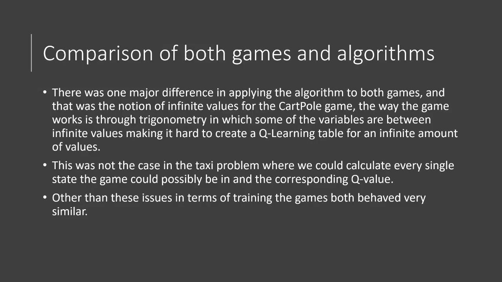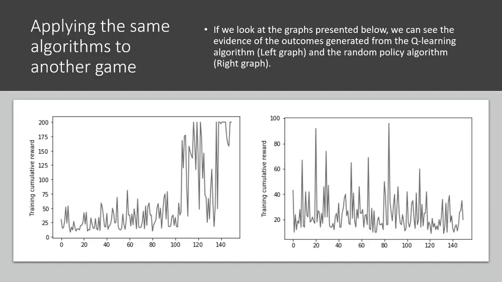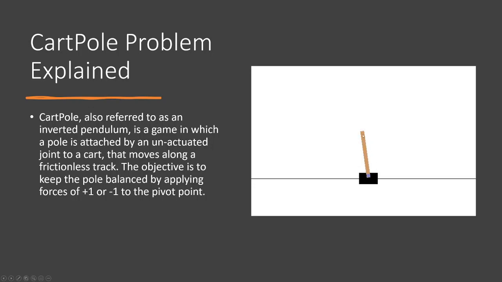So to compare both the games and algorithms, there was one major difference in applying the algorithm to both games. The algorithms did not simply slot right in, especially for the cart pole game. The cart pole game has a notion of infinite values involved in it. The way the game works is through trigonometry, and some of the variables range between infinite values, making it hard to create a Q table for an infinite amount of values. So with this game, there's the angle of the pole and the pole velocity. The pole velocity is measured from negative infinity to positive infinity.